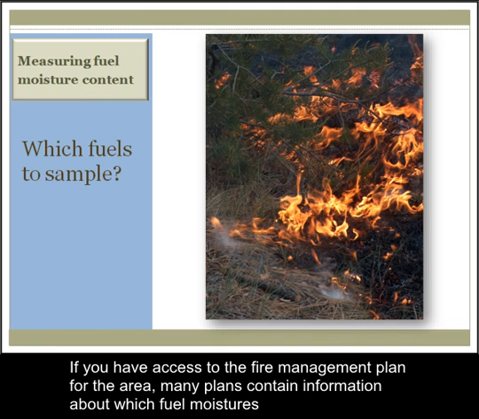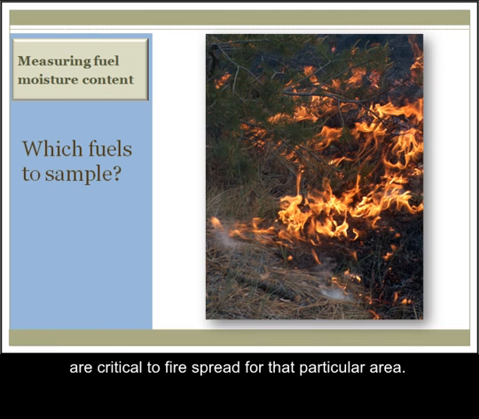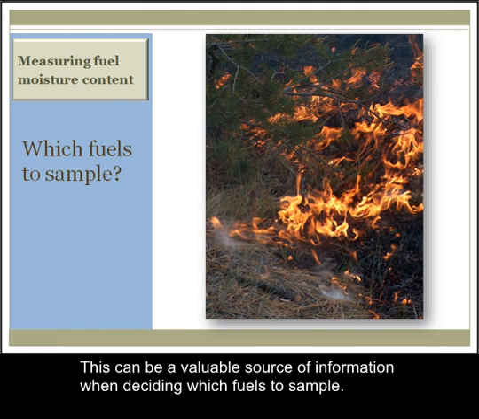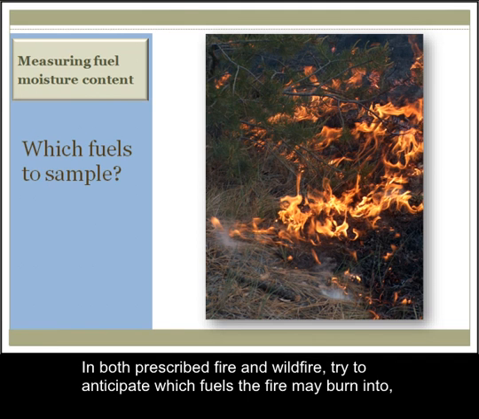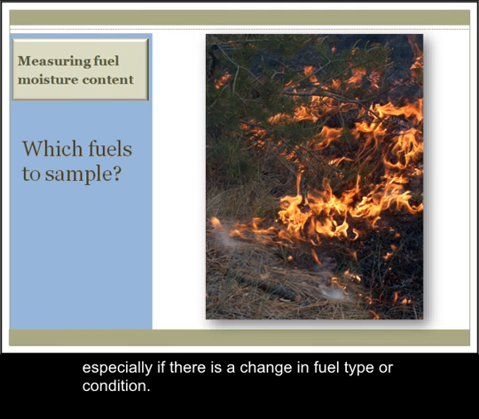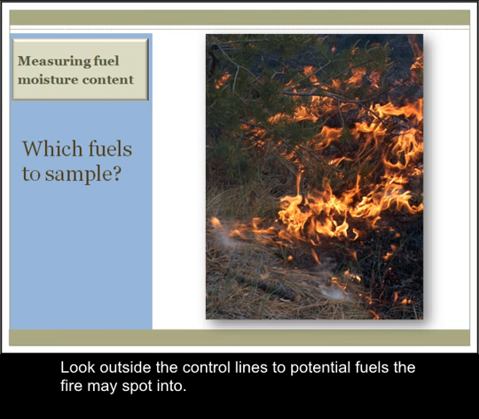If you have access to the fire management plan for the area, many plans contain information about which fuel moistures are critical to fire spread for the particular area. This can be a valuable source of information when deciding which fuels to sample. In both prescribed fire and wildfire, try to anticipate which fuels the fire may burn into, especially if there is a change in fuel type or condition. Look outside the control lines to potential fuels the fire may spot into.